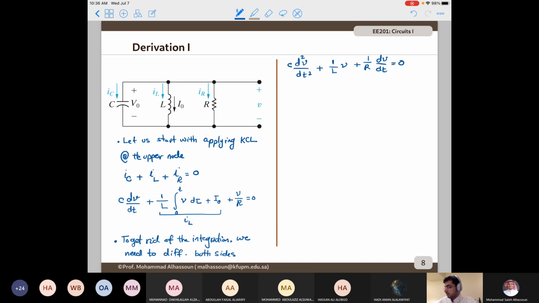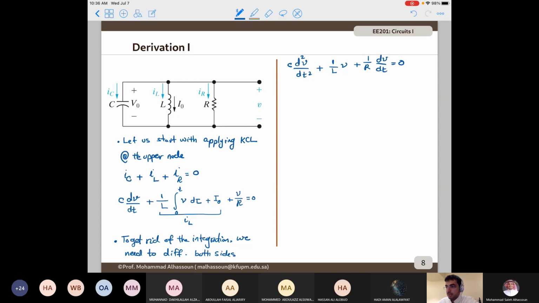Mohammed? I just want to make sure that we differentiate the voltage with respect to time. Yes, that's what we did. We differentiate the voltage with respect to time, because here you want to find the common quantity among all these three elements, which is the voltage. If you know the voltage across these elements, you can find the current passing through the resistor, the inductor, and the capacitor.